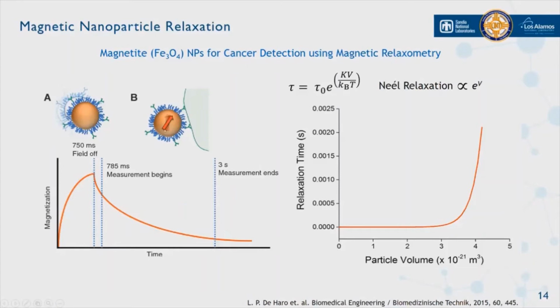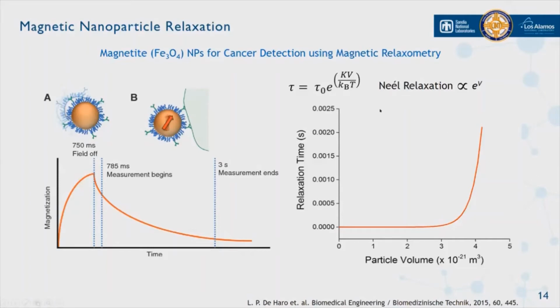We align the particles in a magnetic field and then switch that field off. We wait a short time, around 35 milliseconds, to allow those unattached nanoparticles to relax via the fast Brownian mechanism, and then we start the detection of those nanoparticles that are relaxing via Néel. And this gives us a good indication of the size and location of the cancer. If we look at the formula for Néel relaxation, we can see that it is strongly dependent on nanoparticle size, so it's proportional to the exponential of the volume.